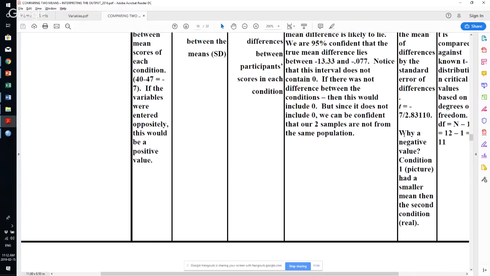Then lastly, you'll see degrees of freedom here. We have 11. Why? Because the degrees of freedom for a dependent sample t-test is the number of people in your sample, which is 12, minus 1. So we have degrees of freedom of 11. Then we have a significance of 2 tails, which means I have no hypothesis. So the p-value is less than 0.05, so it's significant. So there's differences between the conditions.